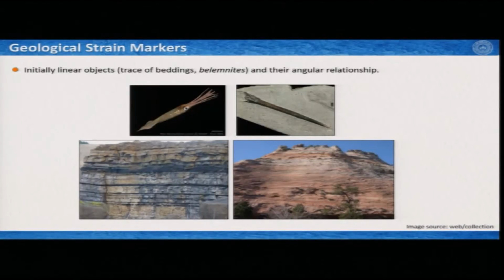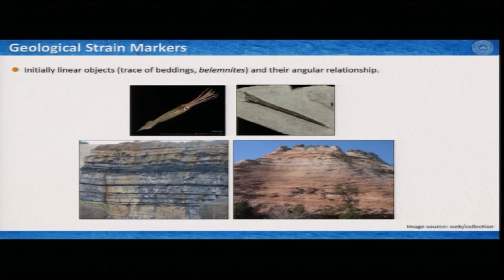So, let us have a look at the different markers that structural geologists use for analyzing strain, and we will look from linear objects to spherical objects one after another. The first slide discusses the objects which were initially linear, and there we generally consider some sort of fossils.